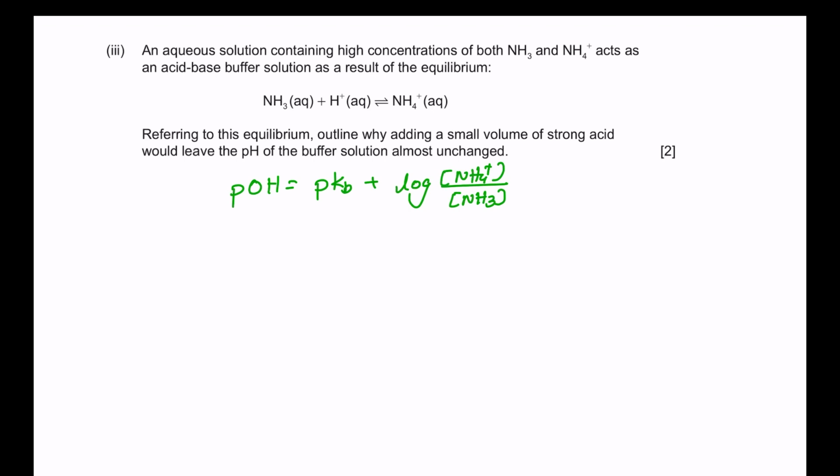This will be the equation. Now, when a little amount of H+ is added, this equilibrium will shift to the right, and that will in turn decrease the H+ concentration. As there is a large excess of both NH4+ and NH3, this ratio will remain unchanged. If I add a little bit of H+, NH4+ will increase a little, and NH3 concentration will decrease a bit. So overall, this ratio NH4+/NH3 will more or less remain unchanged. As a result, the pOH will remain unchanged, and as a result, pH will also more or less remain unchanged.